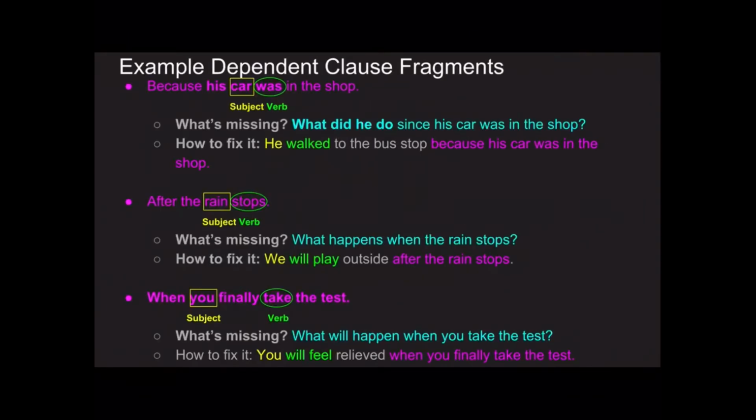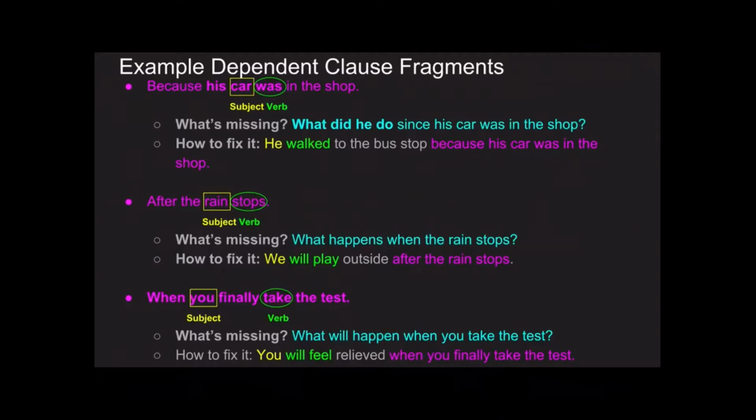So in these examples, I've gone through and found the subjects and the verbs, but I have highlighted them all in that fuchsia color to show you that these are all dependent clauses, or they're incomplete thoughts, and you still have to add information to them even though a subject and verb are already present. So in this first example, it says, because his car was in the shop. Well, we have a subject, which is the car, and we have a verb, which is the word was, so that's a very passive verb, but it is still a verb.